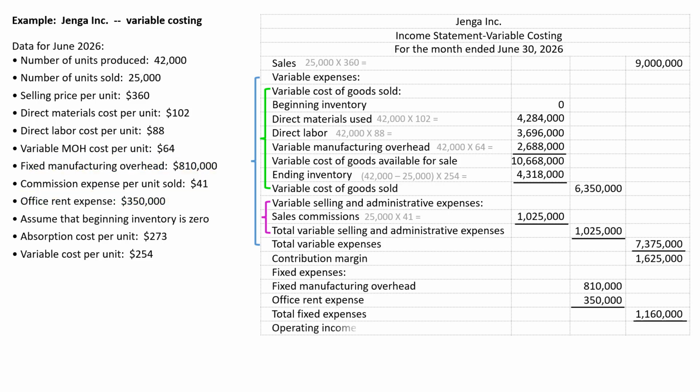Focusing on column number 3, contribution margin $1,625,000 minus total fixed expenses $1,160,000 equals $465,000 of operating income. Make a note of this variable costing operating income. We'll compare it to the absorption costing operating income in the next applet.